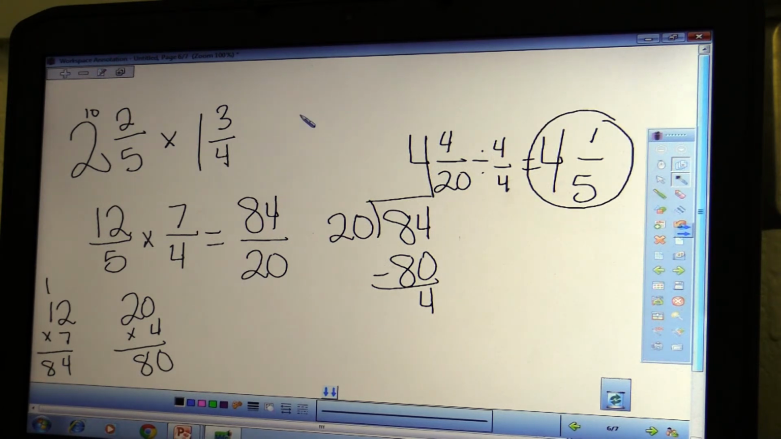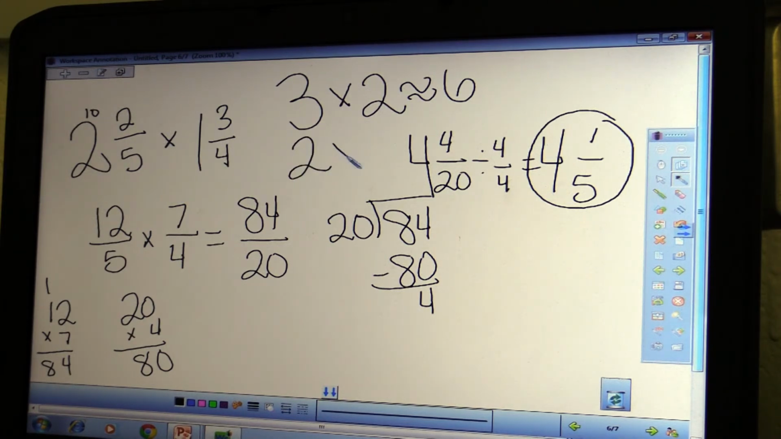Now if we go back and double check our approximate answers, 2 and 2/5, we could round up to 3. And 1 and 3/4, we could round up to 2. So that would be 3 times 2 as our approximate, and that's approximately 6. Now we could also stick with 2 times 2, which is approximately 4. So our answer needs to be somewhere around 6 and 4, and we ended up with 4 and 1/5. So that would be our answer for a multiplication sentence of 2 and 2/5 times 1 and 3/4.